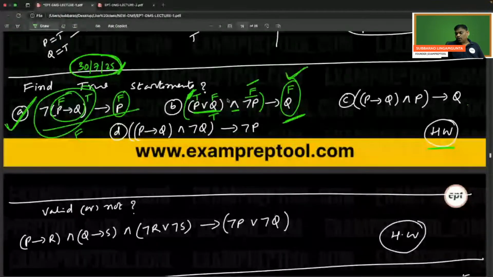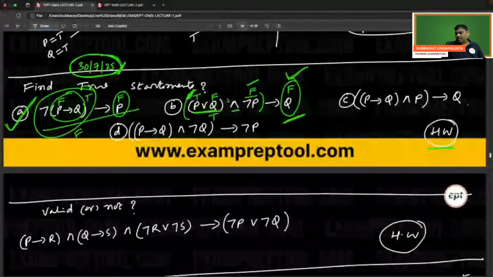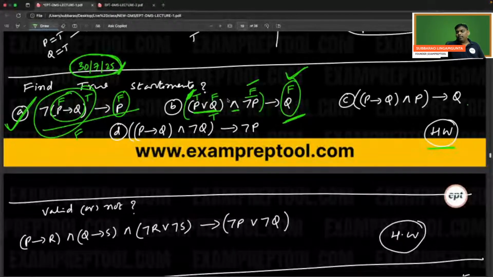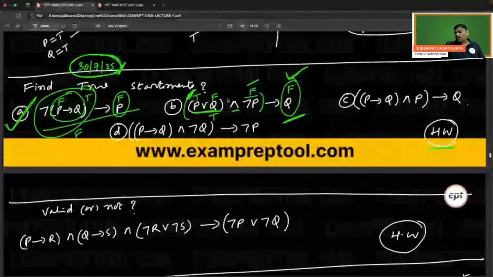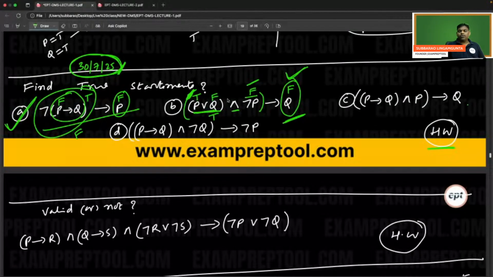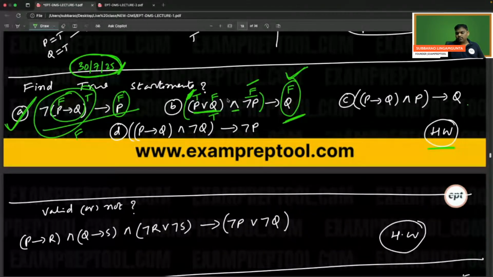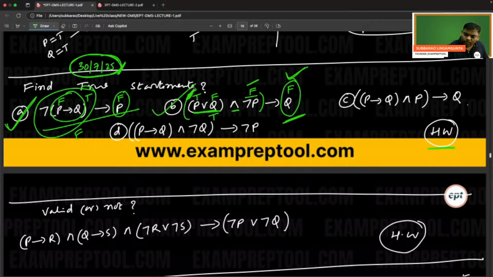So Q is false on the left hand side. When Q is false, what about P? P may be true, P may be false. If P is true, true or false is true, true and false is false. So if you take P as true, left side is false. If you take P as false, left side is also false. So I think the second statement is also a true statement.